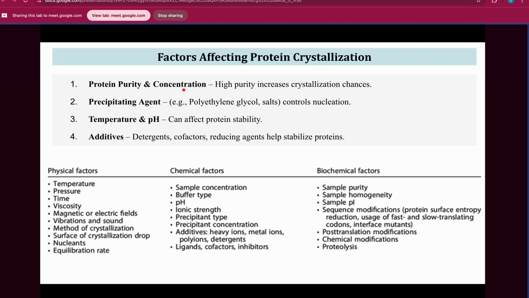Second thing is concentration. If you have insufficient concentration of the protein for crystallization, then also you will not be able to obtain proper crystals. So proper concentration is also very much important.